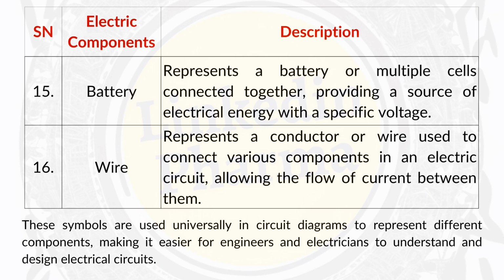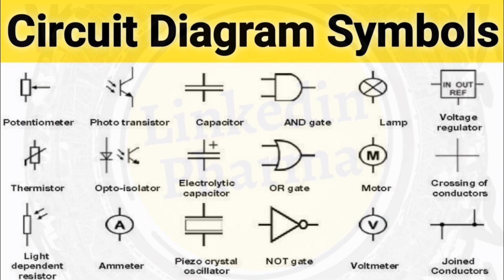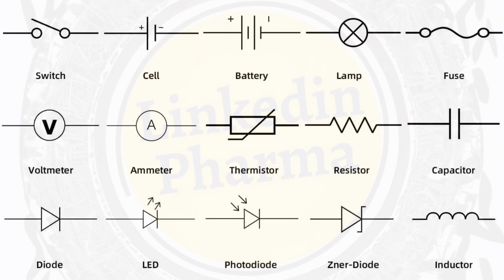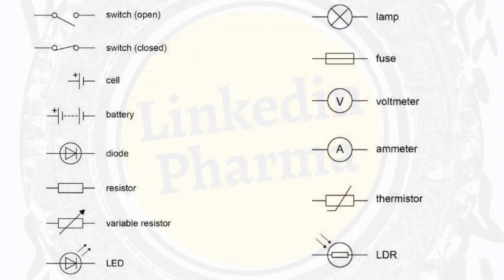Wire. Description: represents a conductor or wire used to connect various components in an electric circuit, allowing the flow of current between them. These symbols are used universally in circuit diagrams to represent different components, making it easier for engineers and electricians to understand and design electrical circuits.